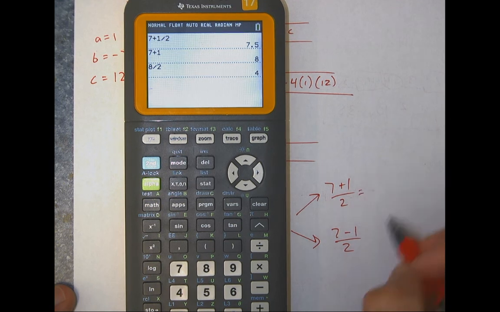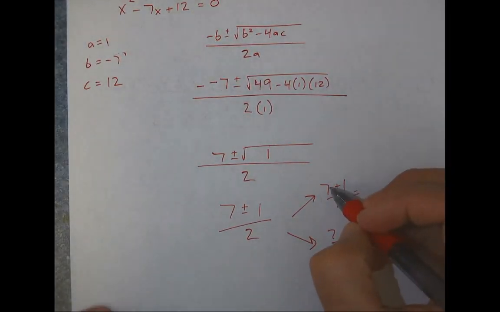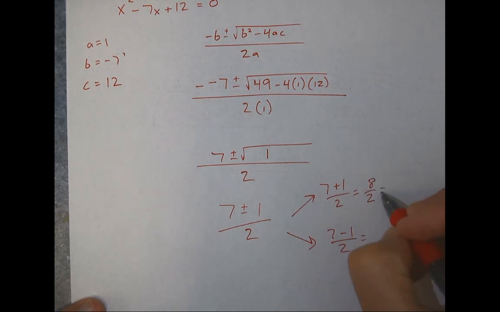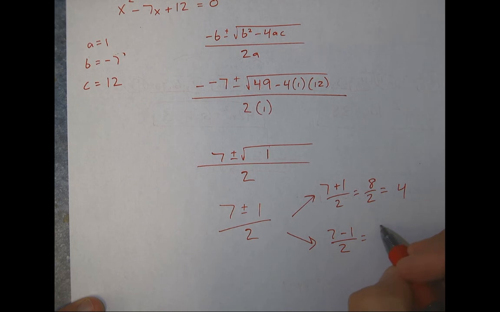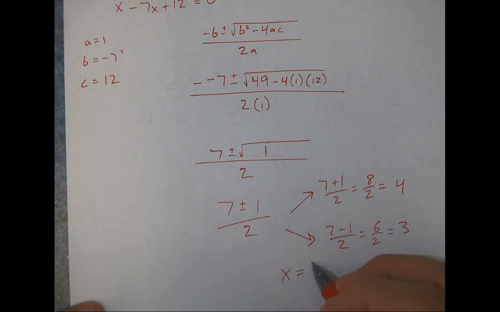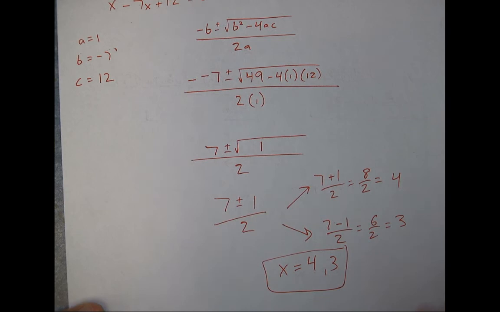I highly recommend not plugging it into the calculator. You're going to find more mistakes that way. Just do it by hand. 7 plus 1 is 8, and 8 divided by 2 is 4. 7 minus 1 is 6, and 6 divided by 2 is 3. And so x equals 4 and 3. Now remember what that actually means.